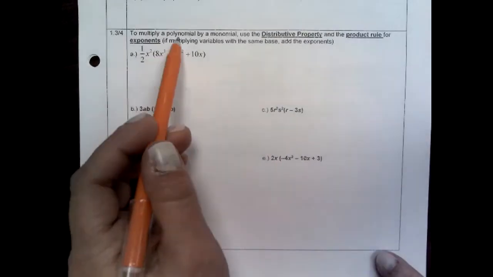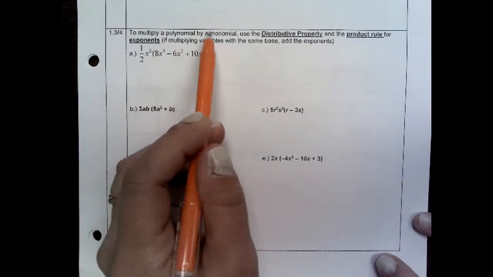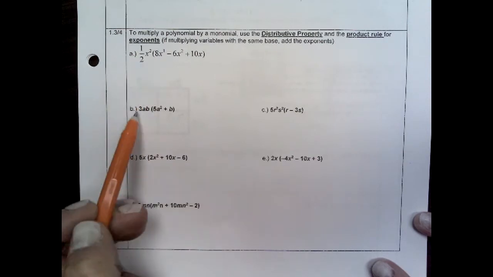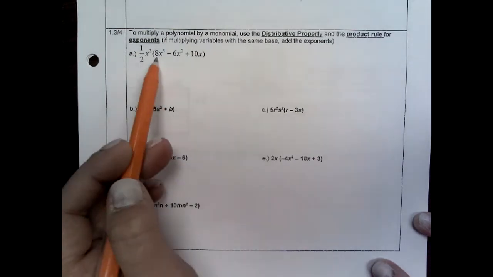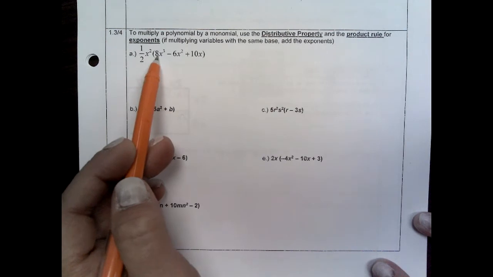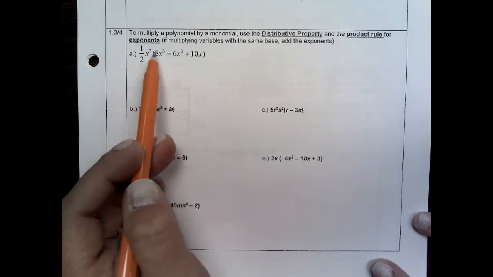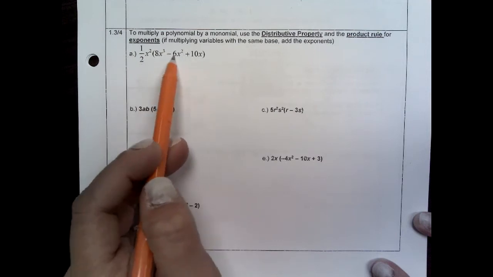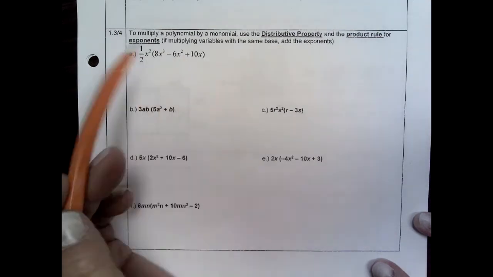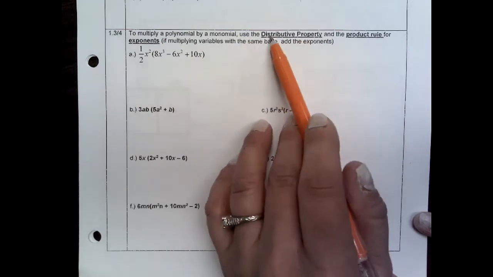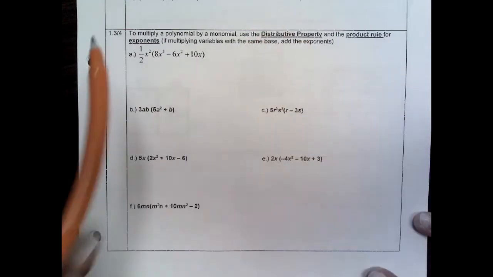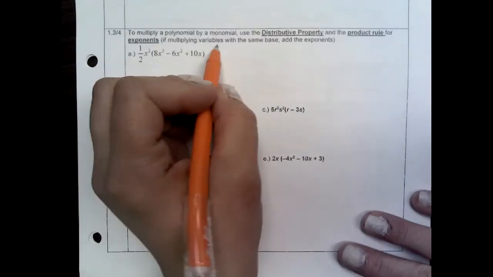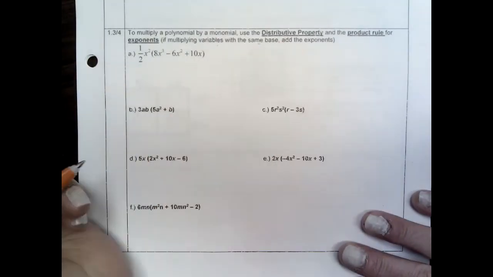So to multiply a polynomial by a monomial, remember a monomial does not have any plus or minus signs between it, whereas a polynomial has a constant, usually a variable raised to some power, and then it also has plus or minus signs and more of those, so more monomials. Okay, we're going to use the distributive property and the product rule for exponents. The product rule says if we're multiplying variables with the same base, we add the exponents.